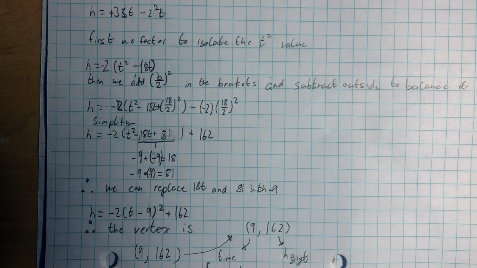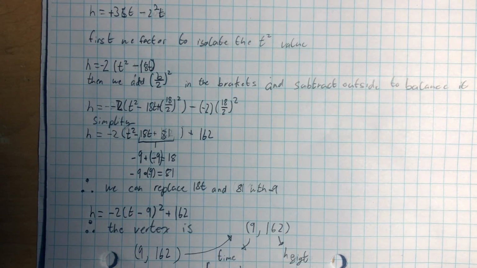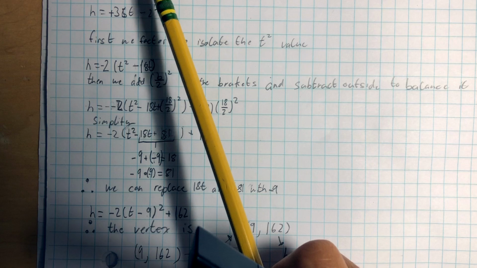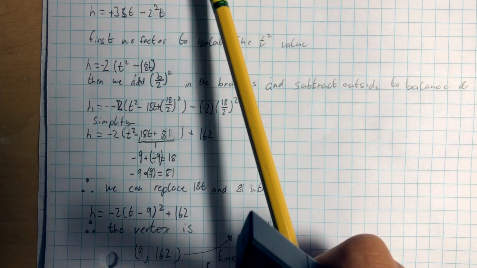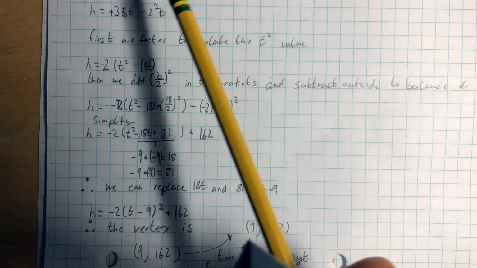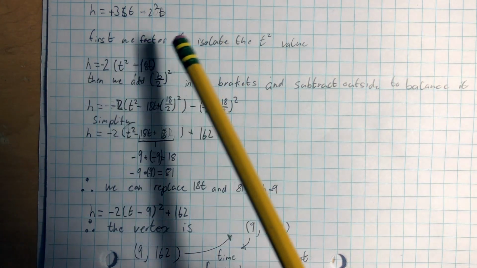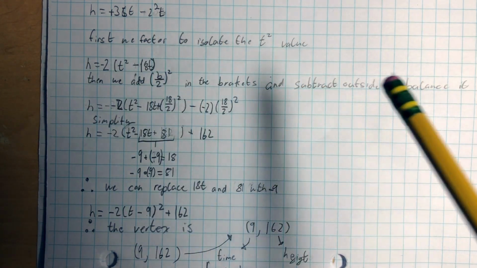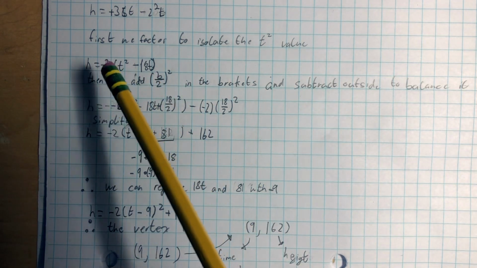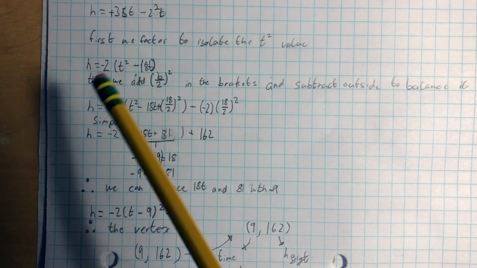Now the first question that we are asked is, what is the maximum height of the golf ball, and how long does it take to reach this height? First, we find and write the equation. So the equation is h equals 36t minus 2t squared. Then, because maximum is the key word, we know we have to put the equation into vertex form. The equation is currently in standard form.